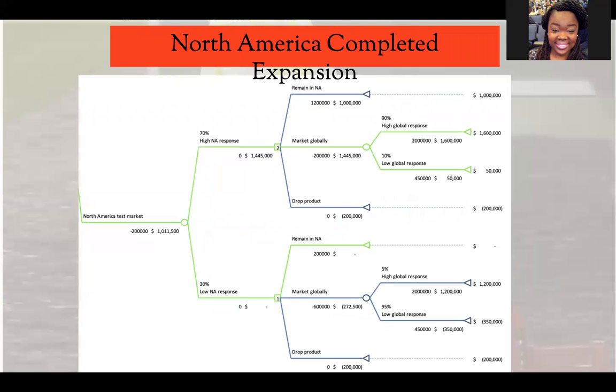This is the North America complete expansion from the low and high. It includes the profitability and the low amounts and everything that we have summed together to get the finished product. And John will inform you about the rest in the next slide.